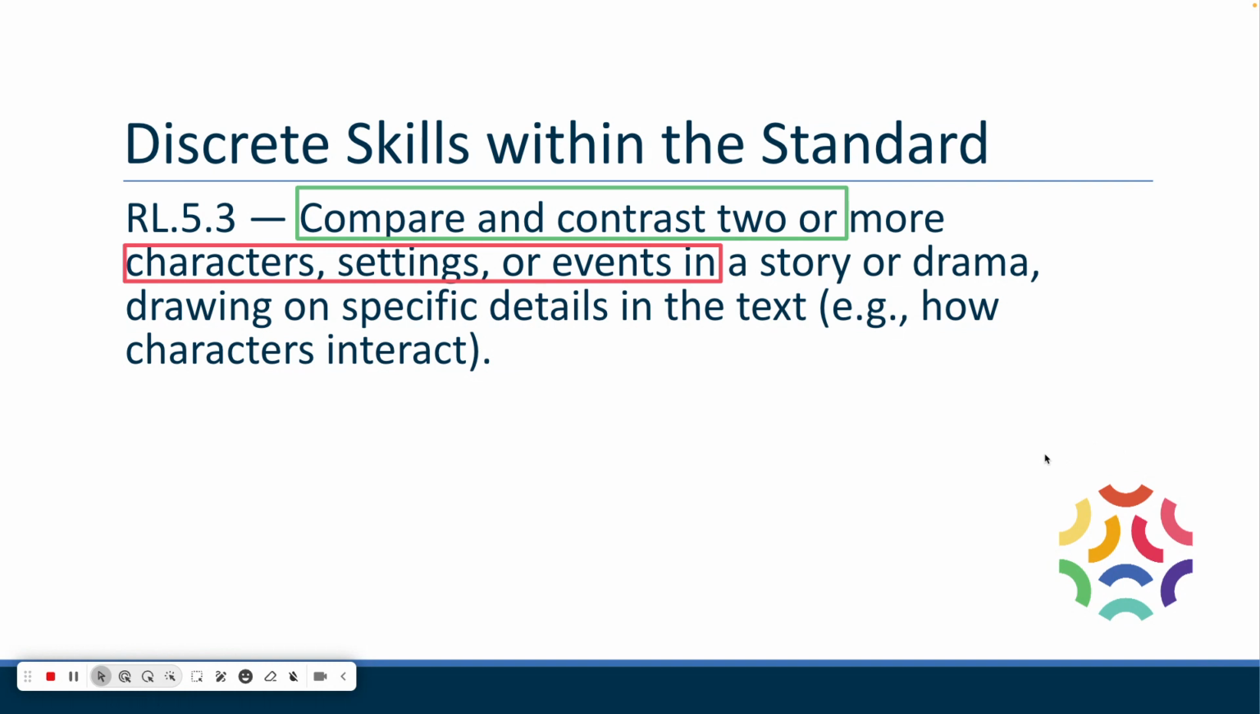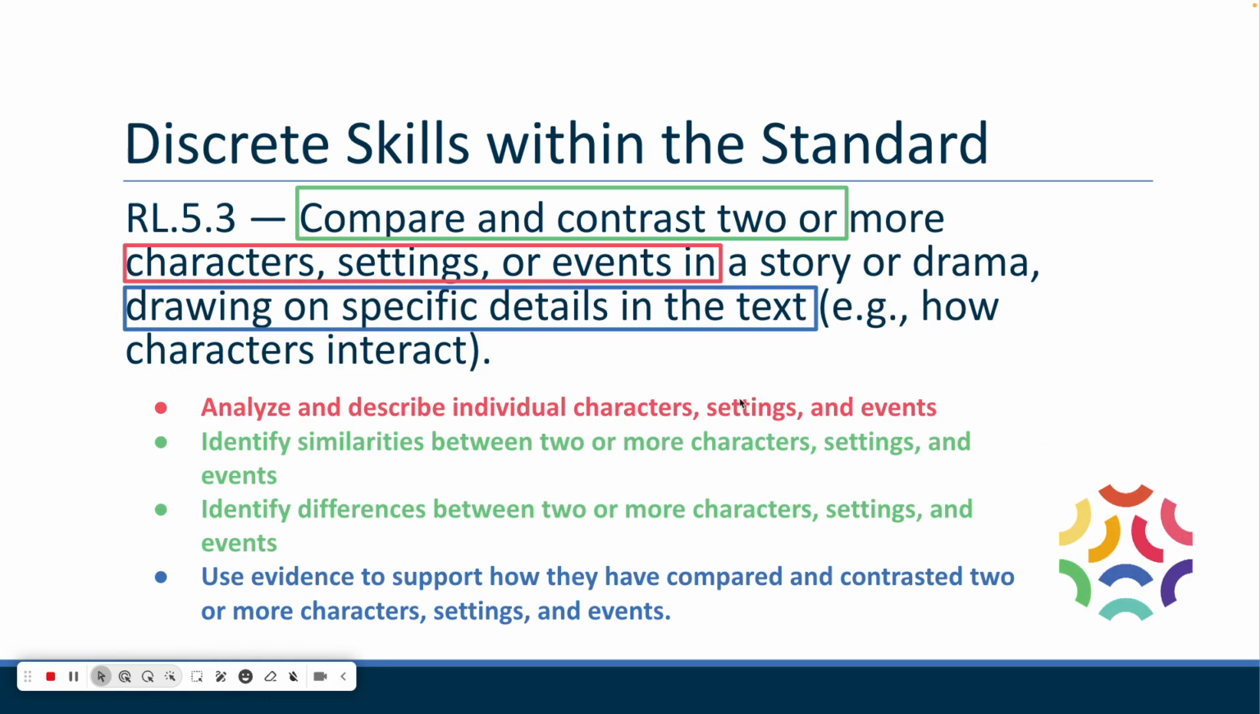To compare, they're going to have to identify similarities between two things, in this case, characters, settings, or story events. And to contrast, they need to identify differences. Lastly, they're going to need to support all of this with evidence. So here, we can see all of the discrete skills that are encompassed within this RL.5.3 standard. And of them, we need to figure out what is it that students are doing in this lesson.